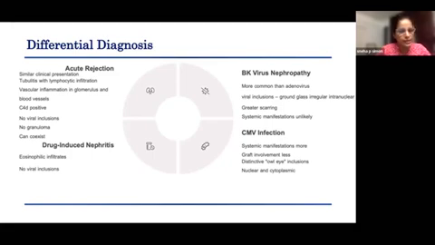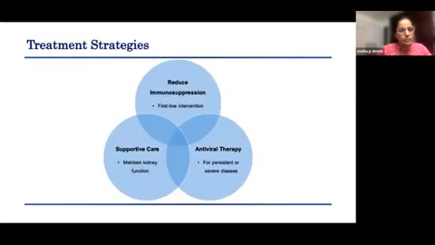Drug-induced nephritis has eosinophilic infiltrates, and there won't be inclusions. BK virus nephropathy is more common than adenovirus, and the viral inclusions are ground glass, irregular, intranuclear, with greater scarring and less systemic involvement. CMV has more systemic manifestations, less graft involvement, and distinct owl-eye inclusions, nuclear and cytoplasmic inclusions. This is a differentiation of each viral nephropathy.